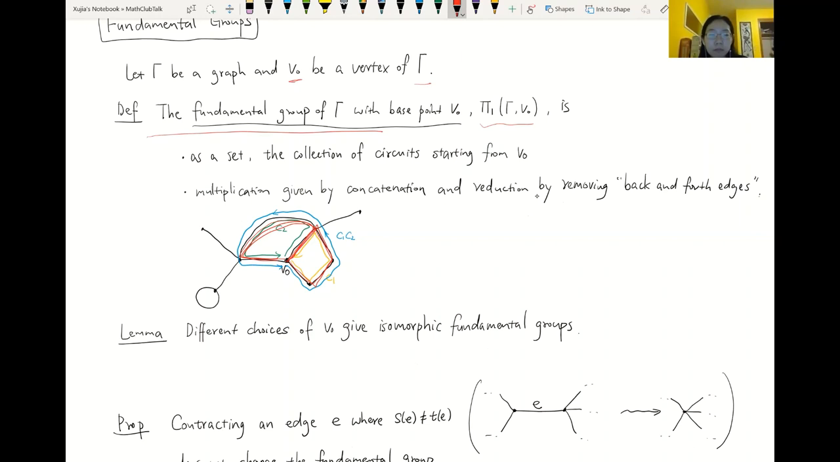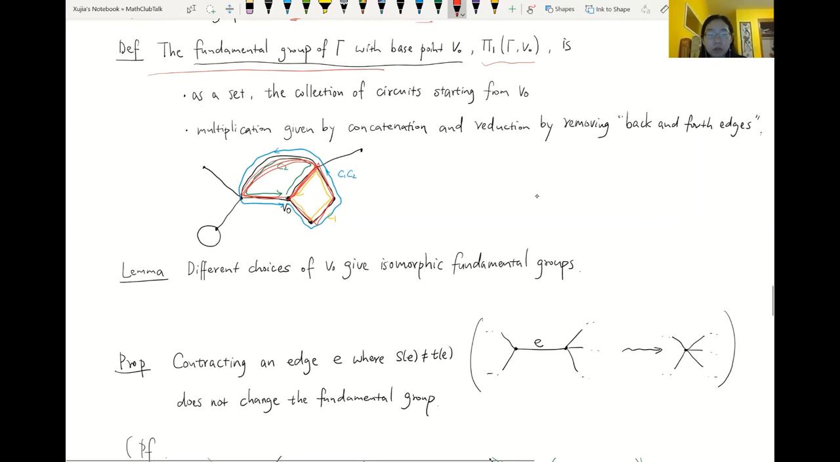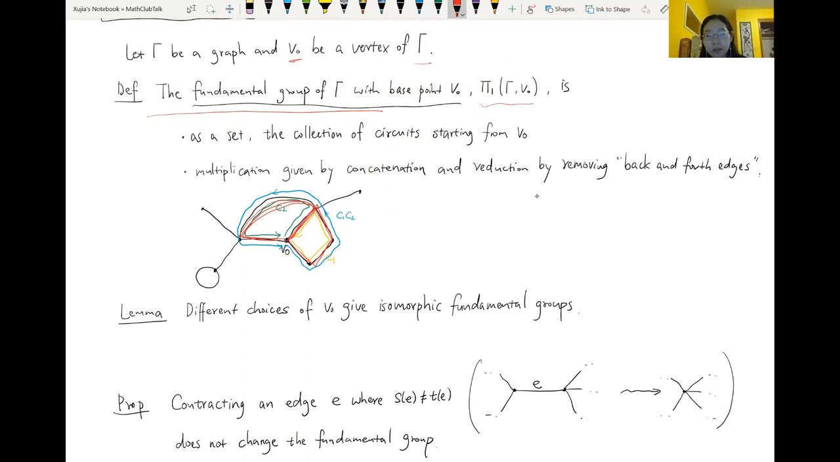And a lemma is that different choices of this base point give you isomorphic fundamental groups, which we're not going to prove, but if you're familiar with the theory of fundamental groups, you should know this.